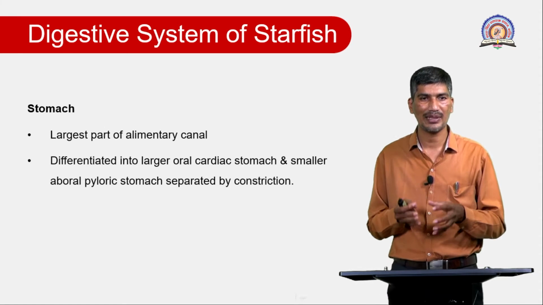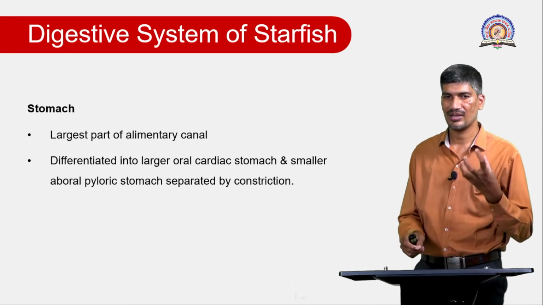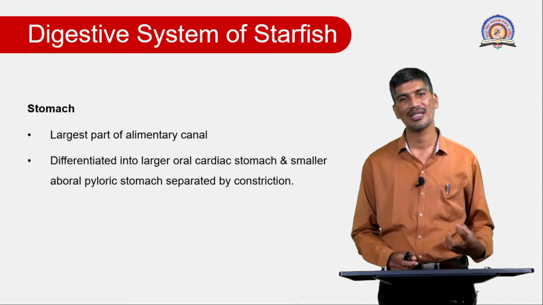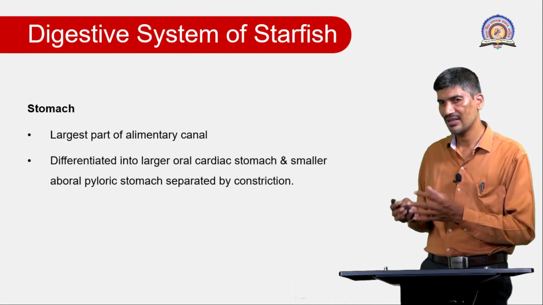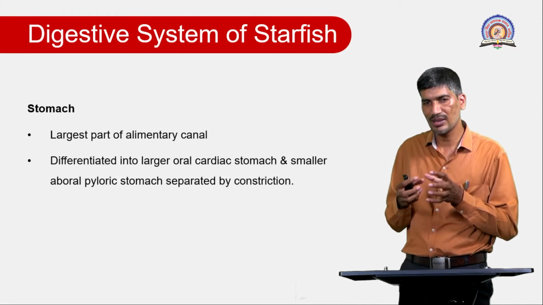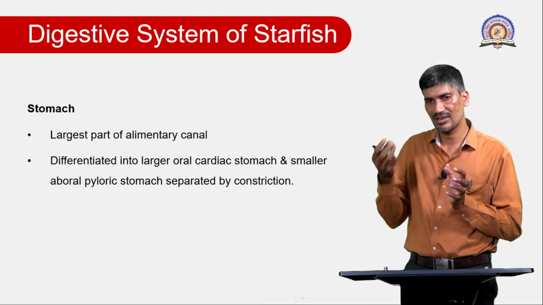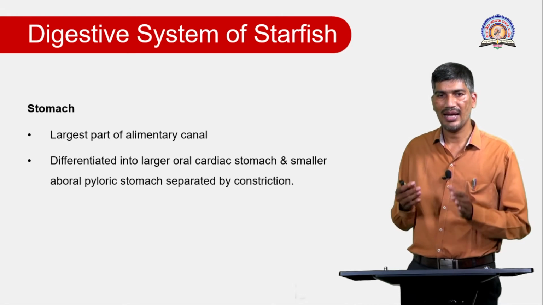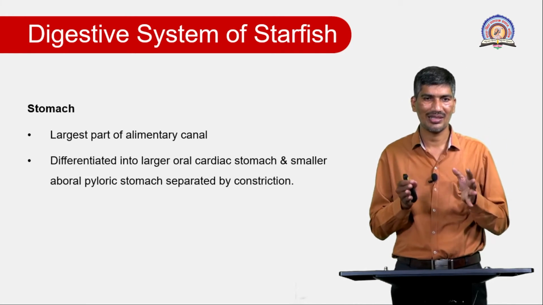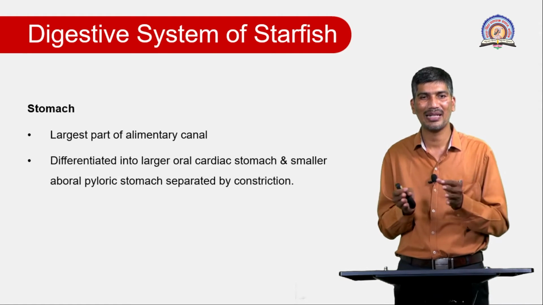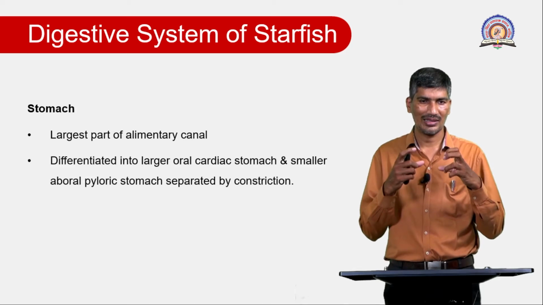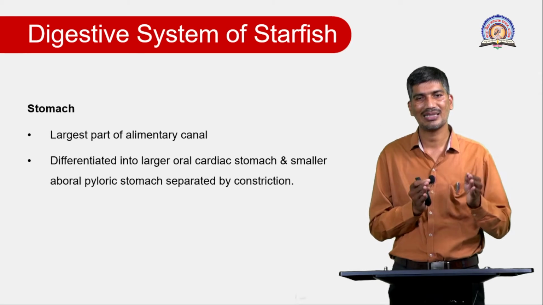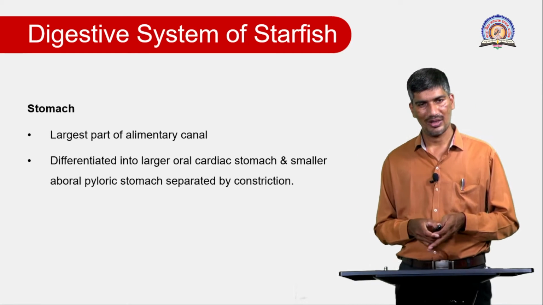It is differentiated into two parts. One globular structure is located at the oral side, and this is known as the cardiac stomach. The other one, smaller than this globular structure, is located on the other side, and this is known as the pyloric stomach. These two globular structures are separated by a constriction in the center, with the cardiac stomach on one side and the pyloric stomach on the other.